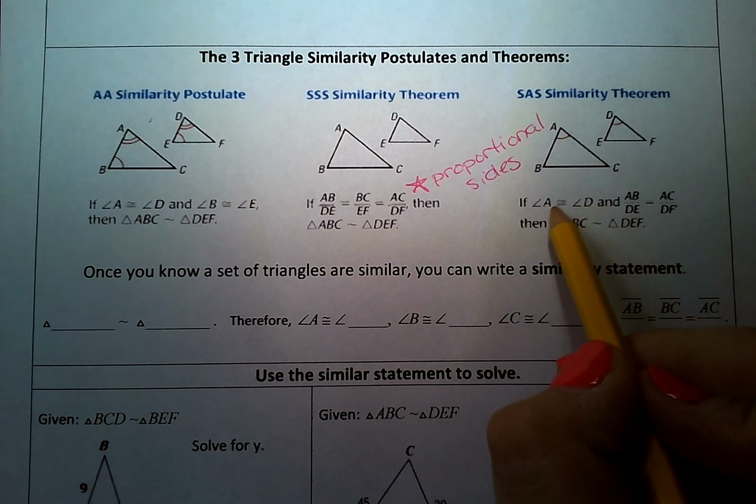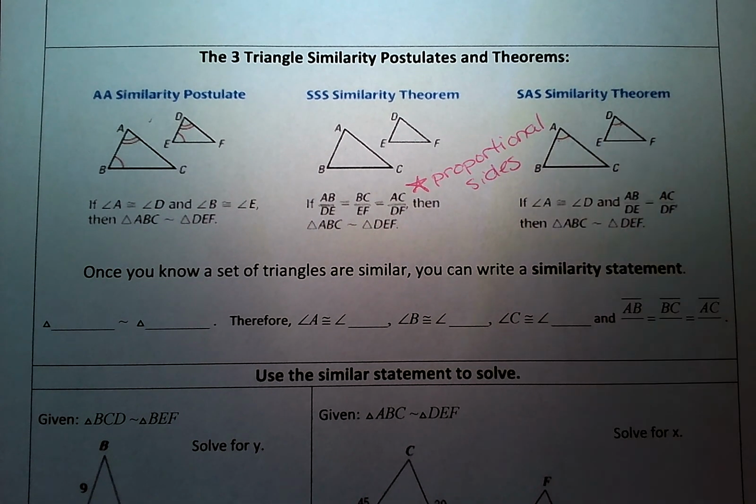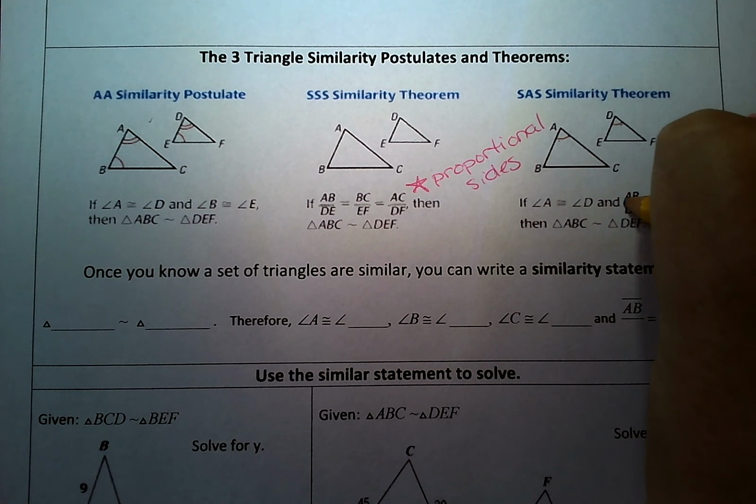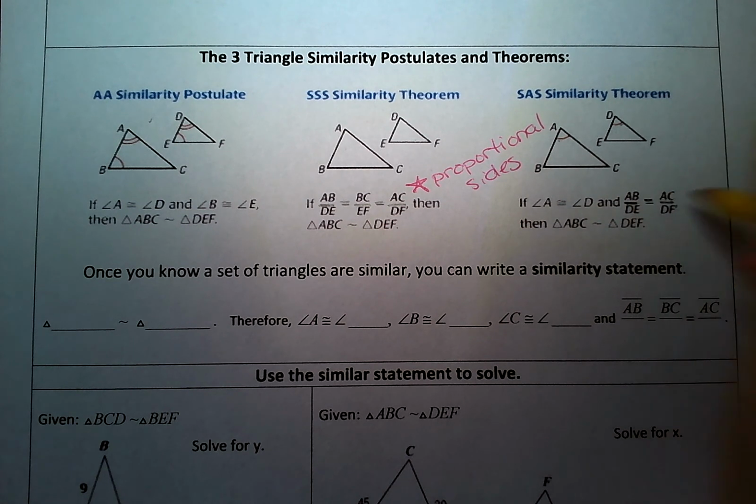And then finally, there's kind of a hybrid of these two. If we can prove that one set of angles are congruent, and the sides surrounding those angles are proportional, gosh, I almost said congruent, are proportional, then that's enough to prove similarity. So check this out.